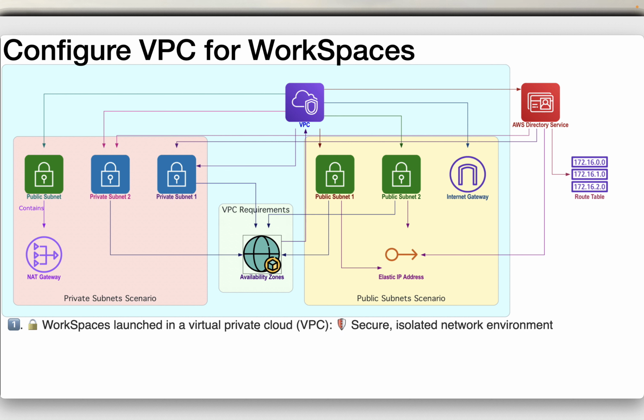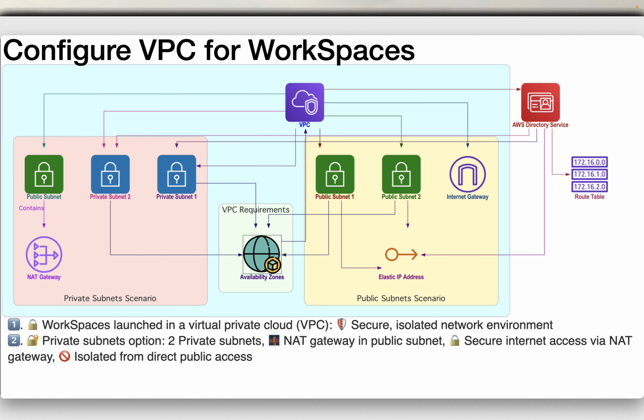So Amazon Workspaces instances are deployed within a virtual private cloud, which provides a secure and isolated network environment for the virtual desktops. One configuration option is to create a VPC with 2 private subnets for your workspaces and a NAT gateway in a public subnet, and this setup ensures that your workspaces have secure access to the internet through the NAT gateway while remaining isolated from direct public access. So something like this. So you have private subnet and you have public subnet. So they will be routing traffic from here to the public subnet, and through the NAT gateway they can connect. So this is one scenario.